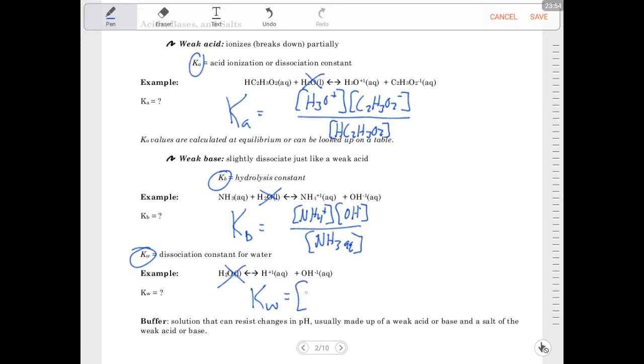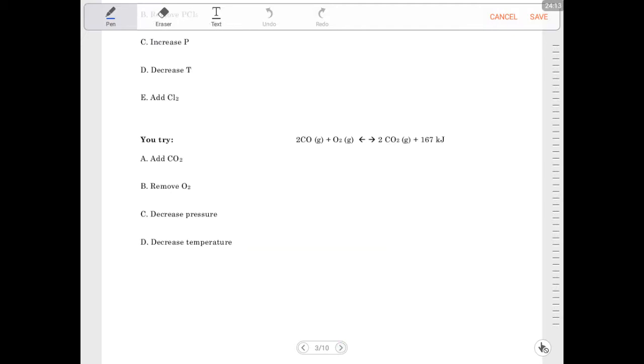This is why with Kw, we could say that it's the hydroxide ion concentration times the hydrogen ion concentration, because that water was a liquid here as our reactant and had no impact on it. That's how we get Kw. So there's a little review from when we did our acids and bases a few weeks ago.